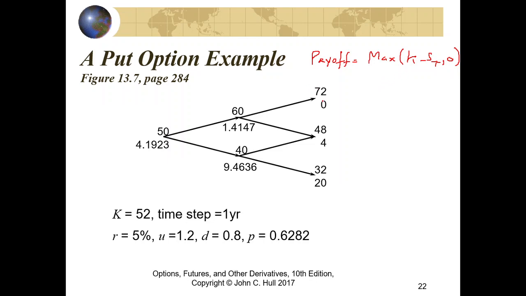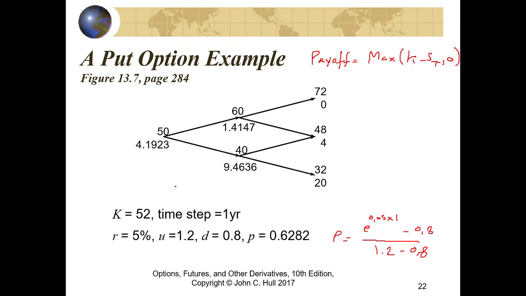Okay, so the first step is to calculate the prices of the stock in the tree. In this example, U is equal to 1.2, D is equal to 0.8, and R is equal to 5%, which means P is equal to e to the power of 0.05 times 1, minus 0.8, divided by 1.2 minus 0.8, which gives us P equal to 0.6282. So we calculated P. Now we get the price of the stock at the terminal values.